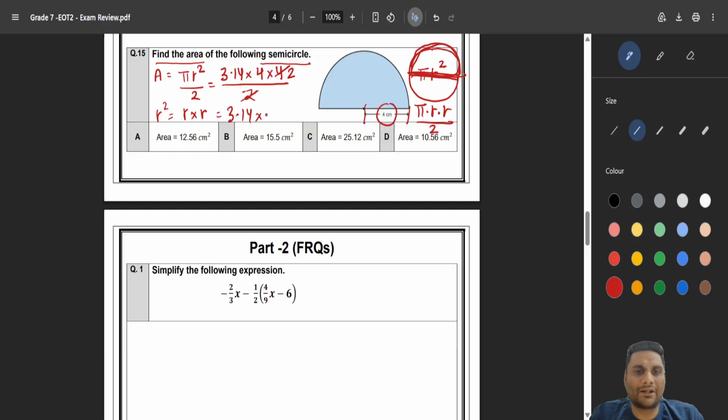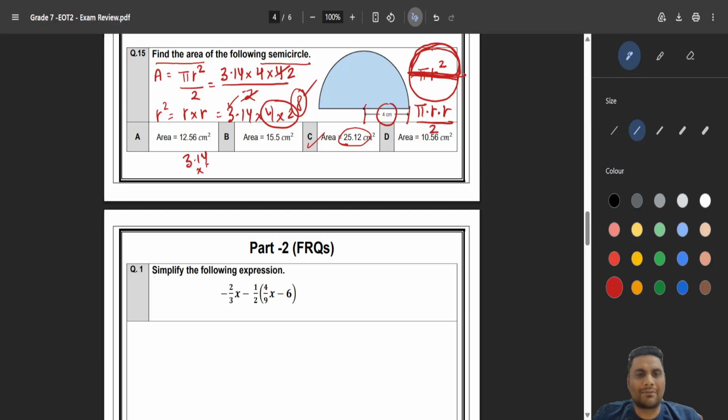3.14 multiply 4 multiply 2. 4 times 2, 8. Correct? Now 8 times 3.14. So again I will simply do 8 times 3. 8 times 3 how much? 24. So my answer should be close to 24. Which option is close to 24? Here. This one, 25. Yani this should be my answer. If you want to check, you can check also.